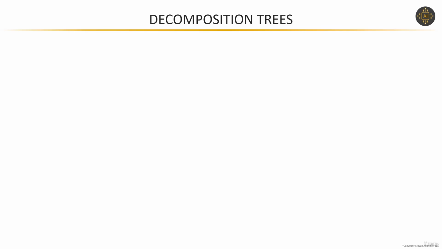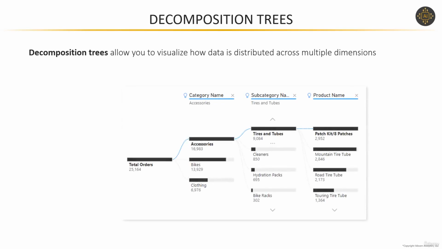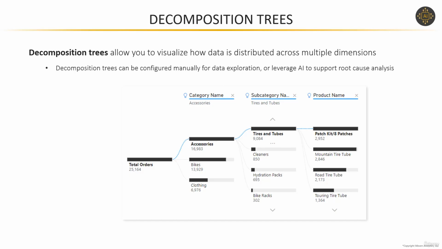All right, next up, I'm excited to introduce my favorite AI visual, decomposition trees. So decomposition trees allow you to visualize how your data is distributed across multiple dimensions. So in this example here, we're looking at how total orders break down by category, subcategory, and product name. Now, what I love about this visual is that you can use it in so many ways.